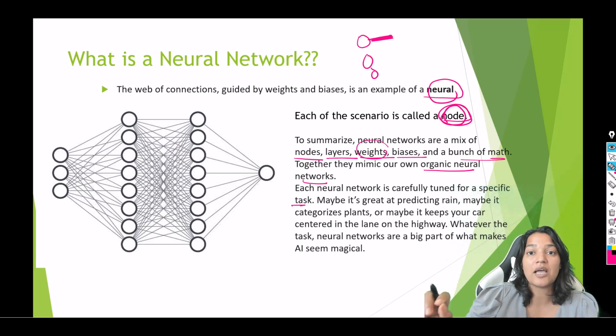For example, if you want to predict the weather, then that is a neural network you'll form for weather. If you want to drive a driverless car, you have to form a different neural network, and that is a different task it has to do. Maybe it's great at predicting rain, maybe it categorizes plants very well, or maybe it keeps your car centered in the lane on the highway. Depending upon the task, it is going to have its own neural network, and based on that network, it is going to predict better. Whatever the task, neural networks are a big part of what makes AI seem magical.